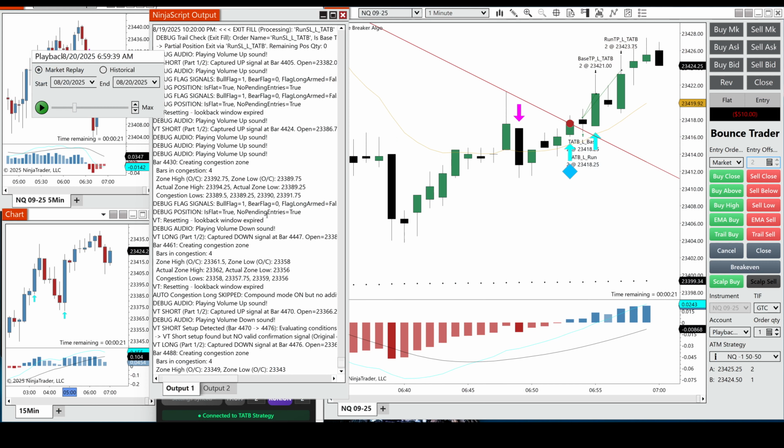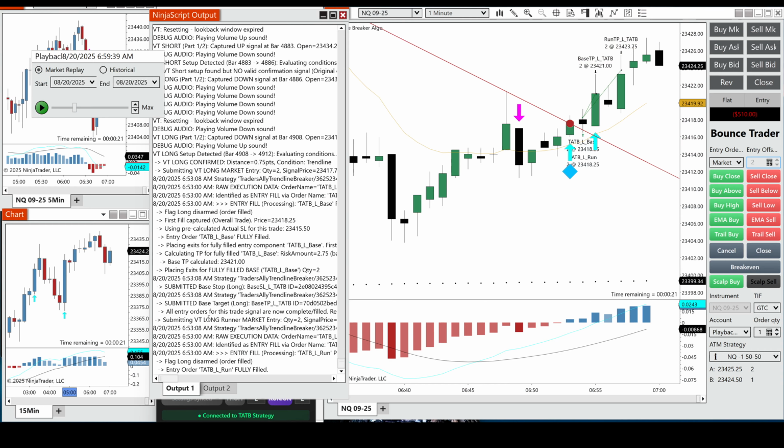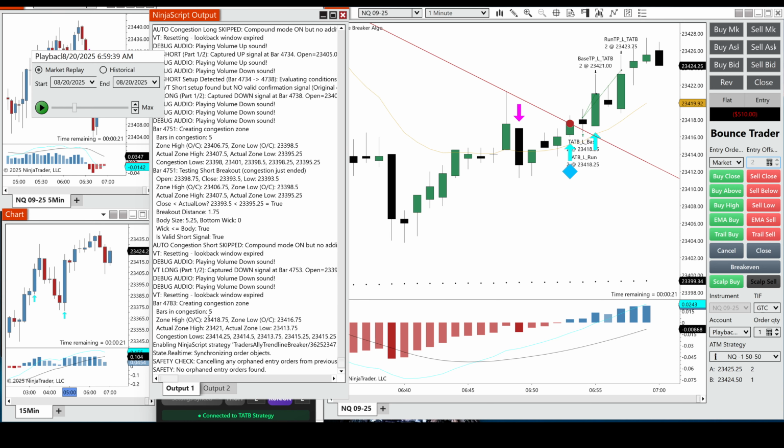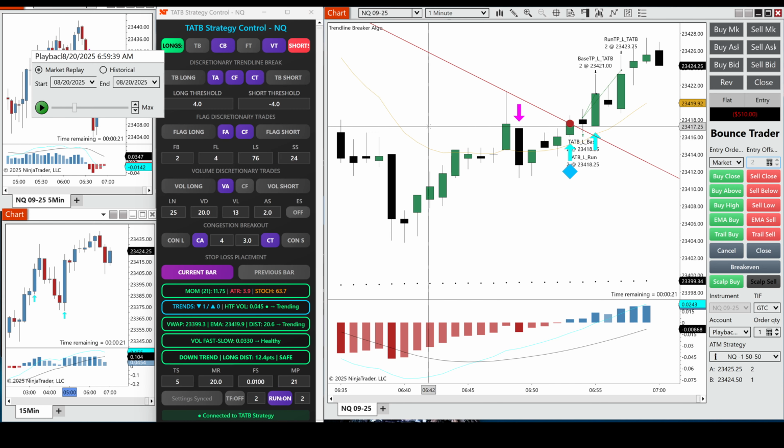So if we look at our logs, I'll have to fix that, but since there is no congestion here, it'll be a volume tipping setup, and that's the setup. We have a short signal down followed by signal up, and close is above open of this bar, and this is the compound.